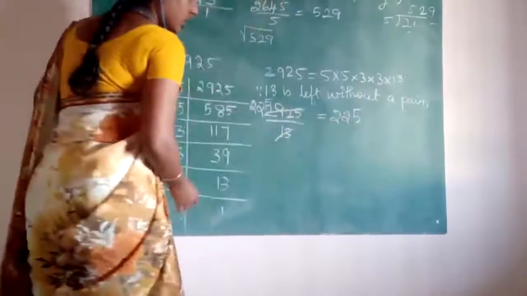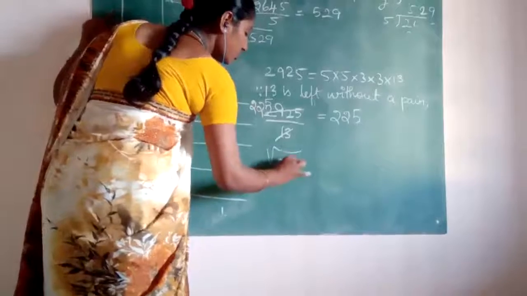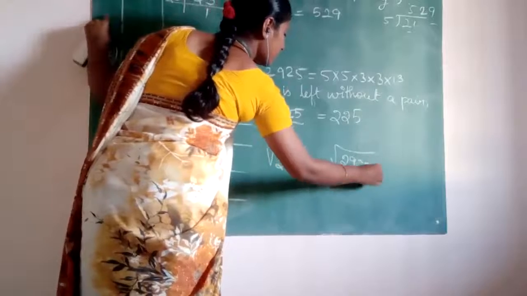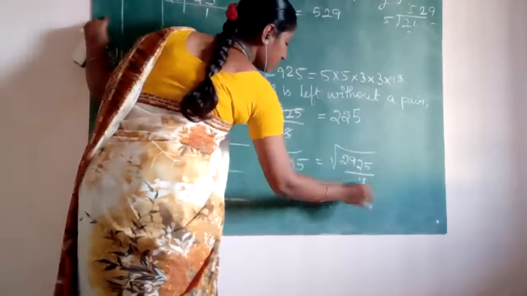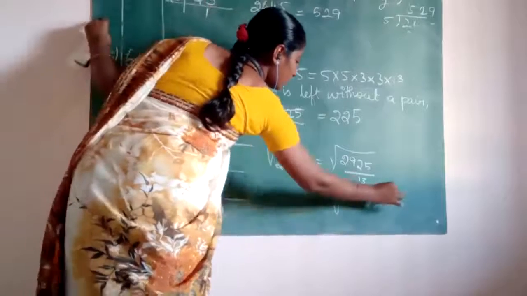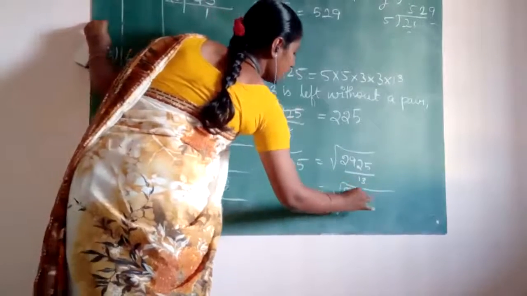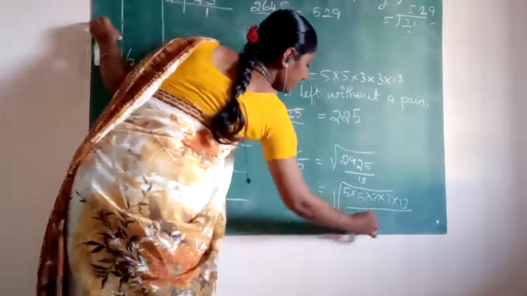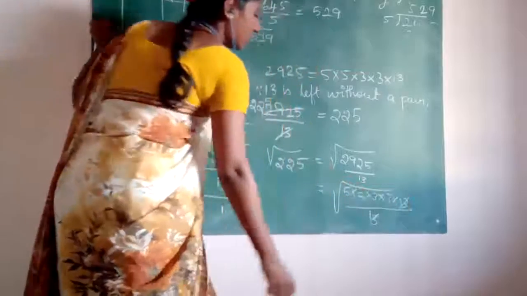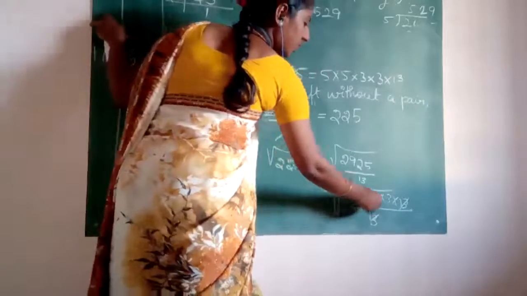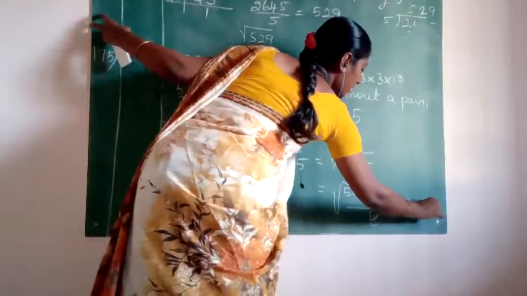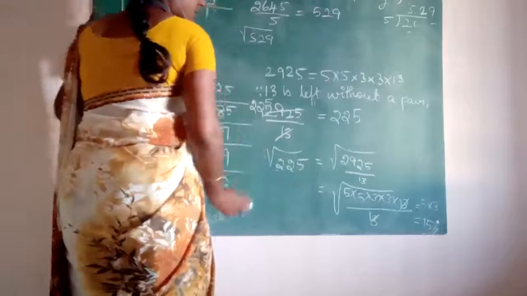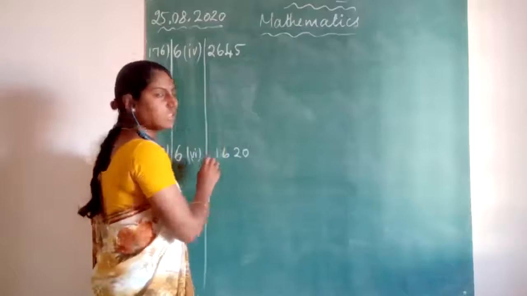225. This is a square number, okay, and the square root of 225 is the square root of 2925 divided by 13, okay, that is square root of 5 into 5 into 3 into 3 into 13 divided by 13. So 13 and 13 will get cancelled. Okay, so you will take one 5 from here and one 3 from here. Okay, 5 into 3, and that is 15. Okay, so 15 is the square root of 225. Is it clear? The next question.